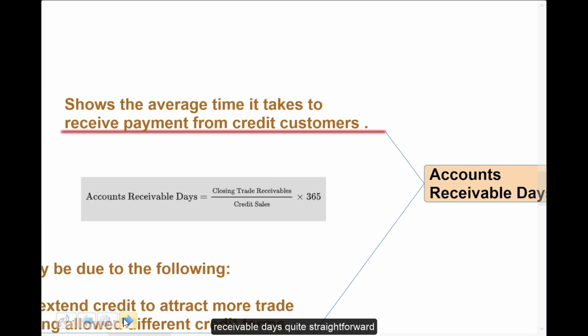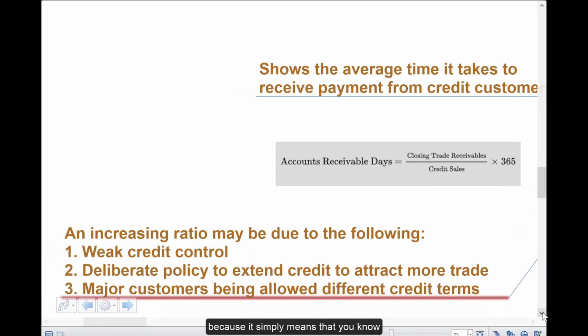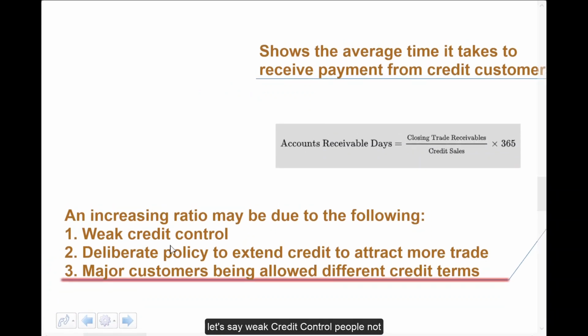Accounts receivable days, quite straightforward. Average time it takes to receive payment from credit customers. Now, again, the formula, very straightforward. What are the trade receivables or the accounts receivables? Divide by credit sales, again, times 365. So, when we compare year on year, if this is rising considerably, that's got to be an issue, because it simply means that, let's say weak credit control, people not paying quickly enough or paying within their terms.